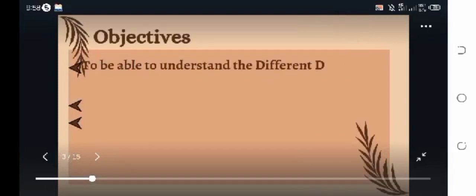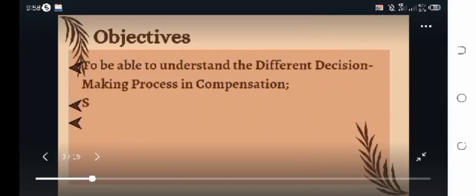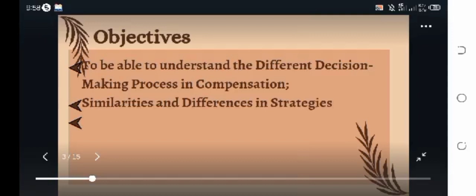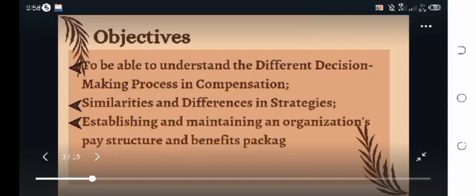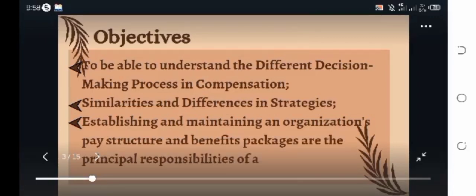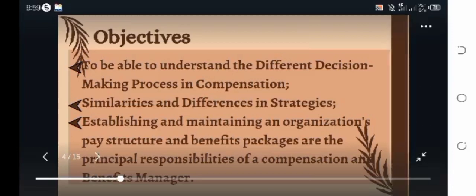The objectives of this lesson are: first, you will be able to understand the different decision-making processes in compensation; second, the similarities and differences in strategies; third, establishing and maintaining an organization's pay structure and benefits packages are the principal responsibilities of a compensation and benefits manager.